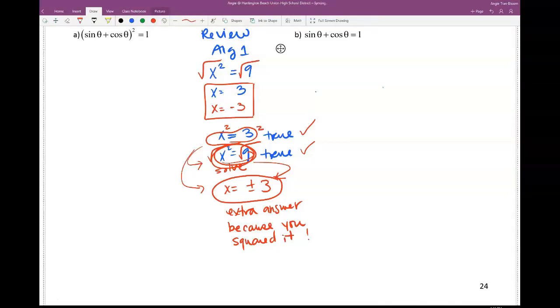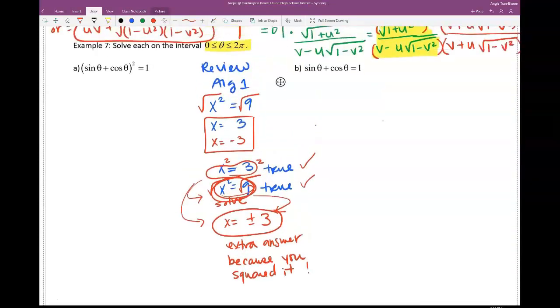Okay, we substitute with an identity so we can solve. But when you solve, don't forget to check the answers. Okay, so let's keep that in mind. Don't forget to check the answers. So let me spell that out. Check answers.